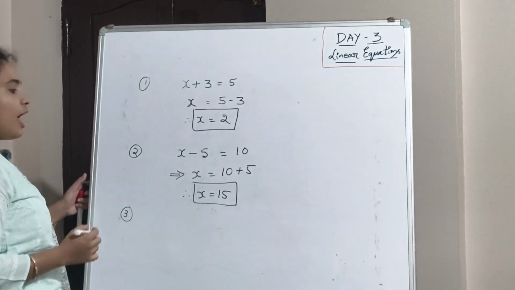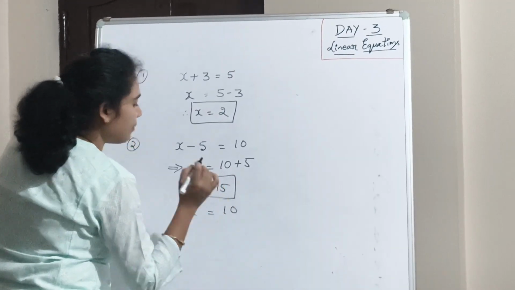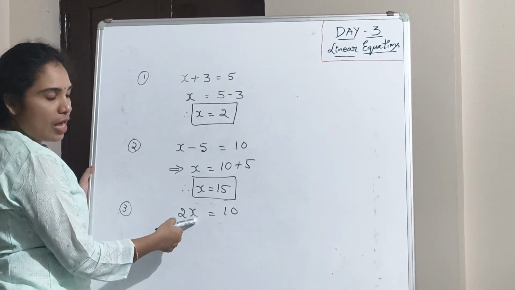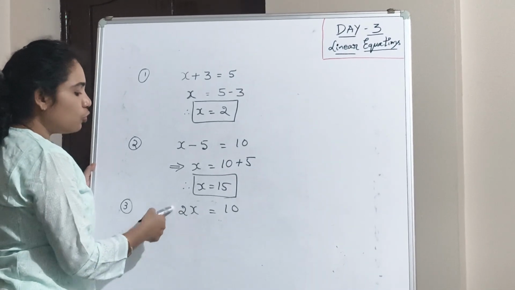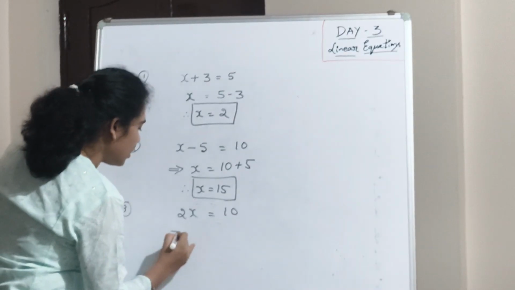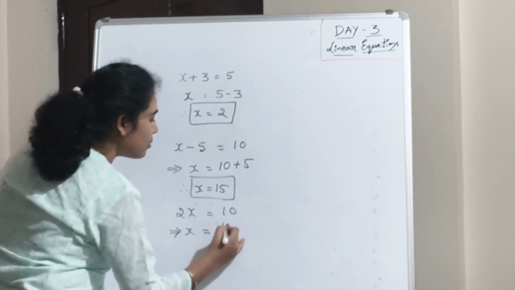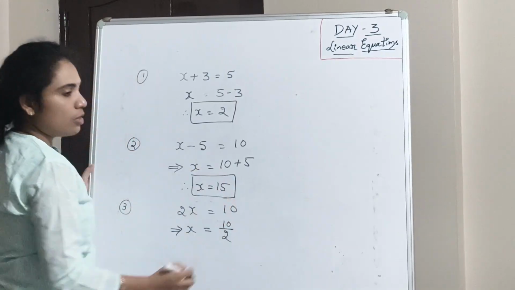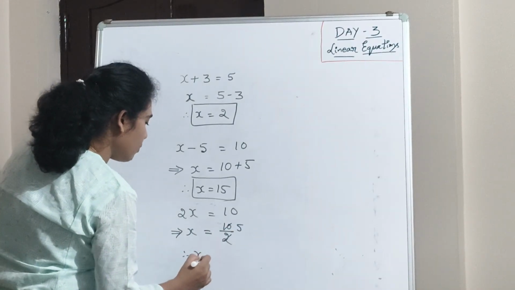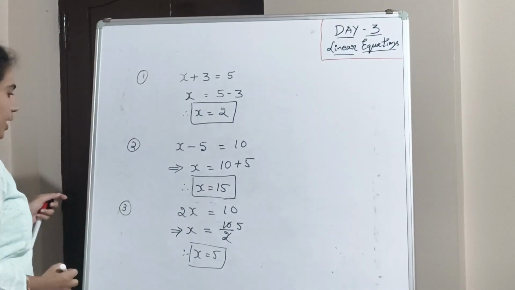Now we have 2x is equal to 10. We want x and we have 2 multiplied with x. So it is in multiplication. If we move this to the RHS, it becomes division. 10 divided by 2. How much is it? 5. So x is equal to 5.